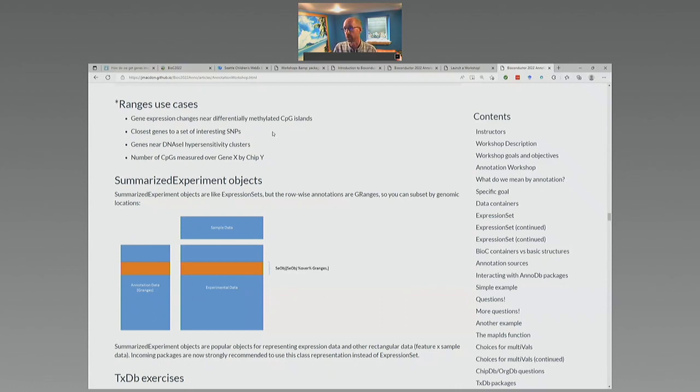You can look for genes that are near hypersensitivity clusters. You can look at the number of CpGs. I mean, there's lots of use cases for this where you've got this positional information and also genomic information, and you want to be able to subset the one based on the other.